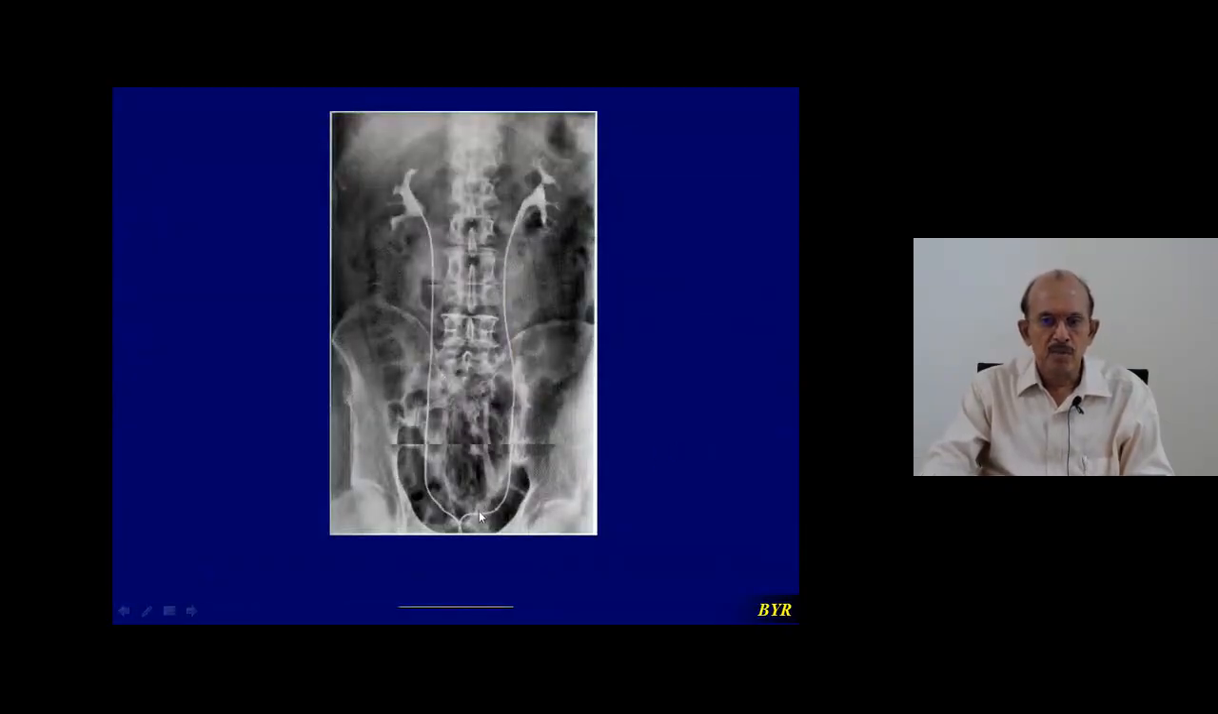So this is also an example of retrograde pyelography. You can see the ureteric catheters here. This is the pelvis and kidneys of both the ureters.